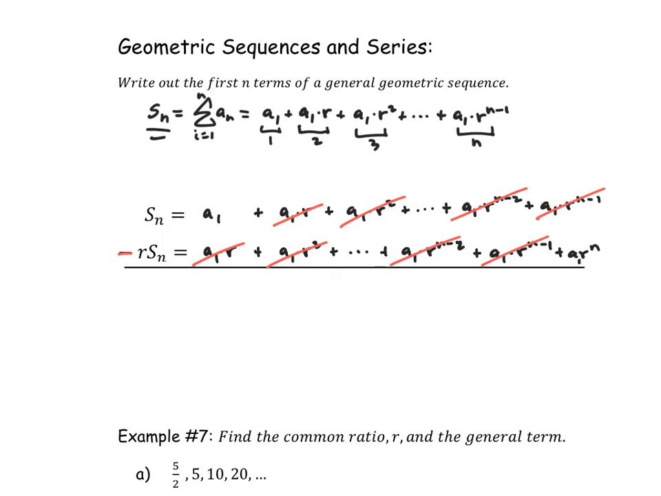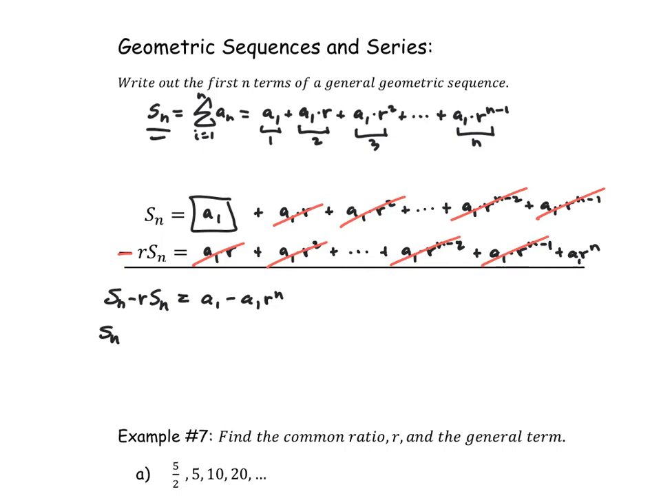All right, so what will I have left? Well, s sub n minus r s sub n will then equal whatever is left. Okay, now we need to be careful. This will be a sub 1 minus a sub 1 r to the nth power. So I'm going to factor on both sides.